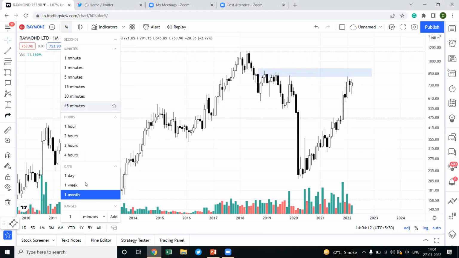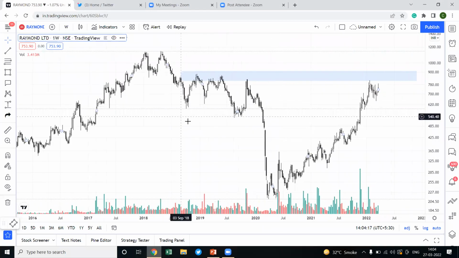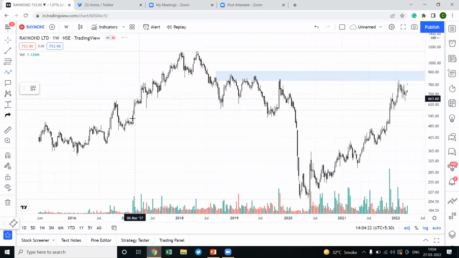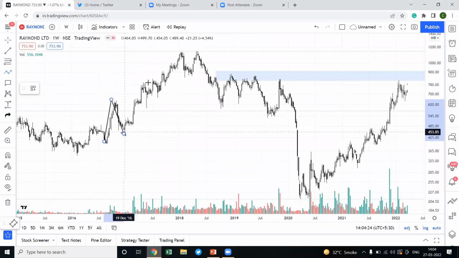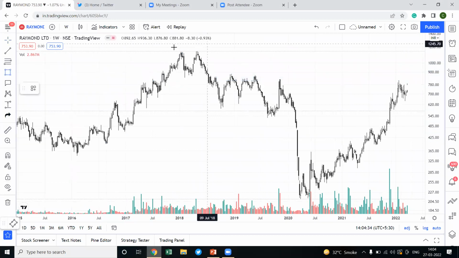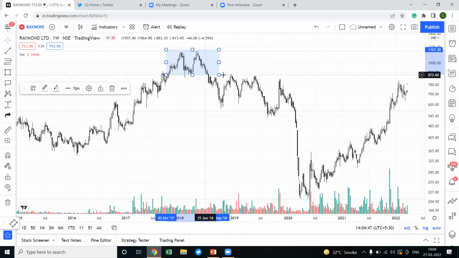Okay, so this is a very simple concept. Where the stock was moving up, every resistance was becoming a support level, and from this particular level it formed a double top kind of formation. This was a support level for Raymond at this particular level. Ideally it should not have been broken, but as it was broken, this support level will turn into a resistance level.